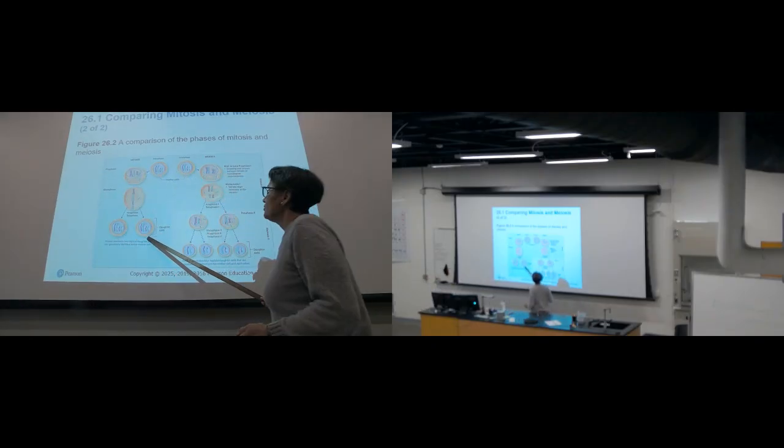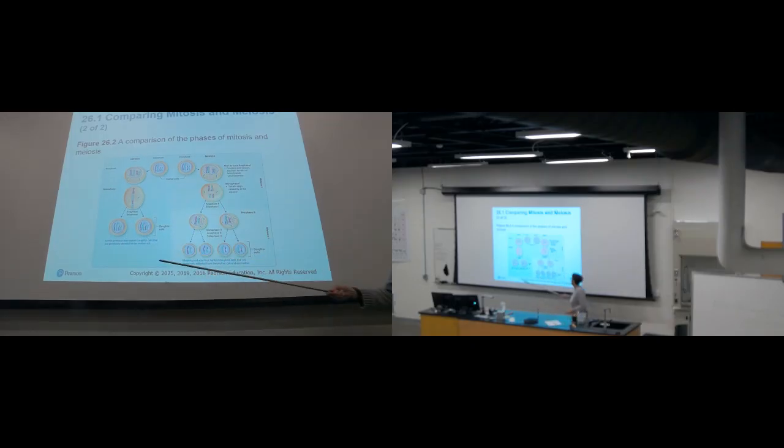So number of cells that you end up with in mitosis, 2. In meiosis, 4 daughter cells. At the end of meiosis 2, of course.